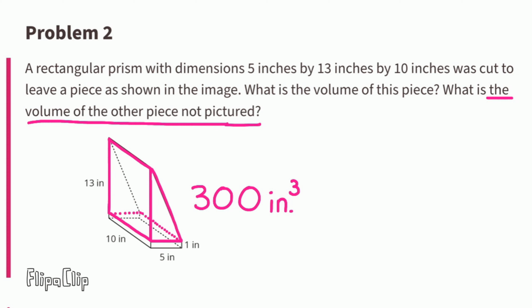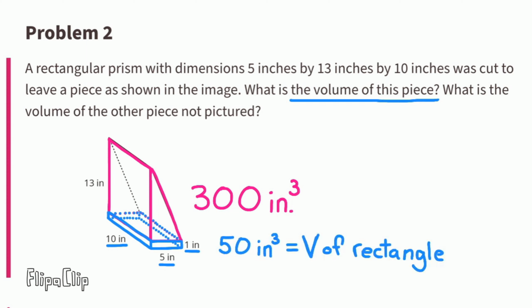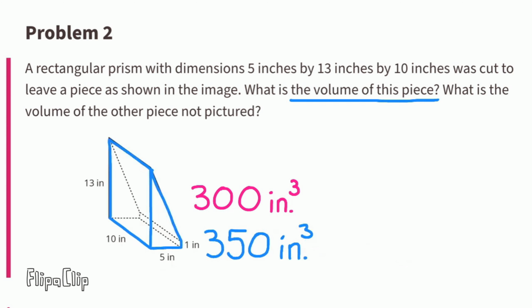Because the piece that's not pictured is the same size as the piece that is pictured, except for this little blue section, to find the volume of the piece that is pictured, we just have to add the volume of this blue section to 300 inches to the third power. 5 times 1 times 10, that's 50 inches to the third power. So the volume of the entire rectangular prism that's shown is 350 inches to the third power.